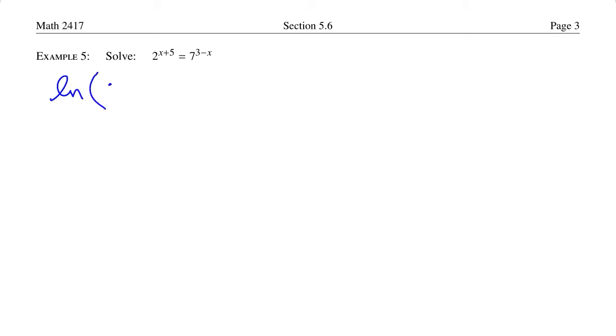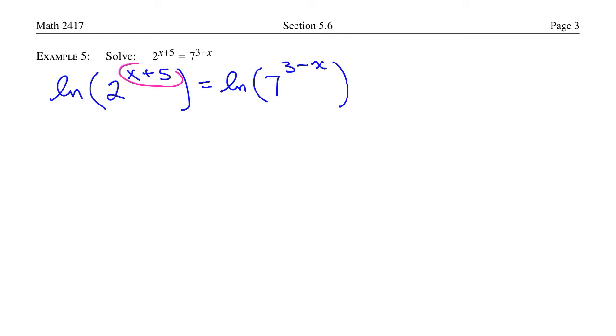So let's take the natural log on both sides. And we get the natural log of 2 raised to the x plus 5 power is equal to the natural log of 7 raised to the 3 minus x power. Then we have these powers. We have x plus 5, and that's going to come to the front. And we have 3 minus x, and that's going to come to the front. We have to be careful because what we're bringing to the front is not a single number or symbol. It's an expression. So that expression needs to go in parentheses to make sure the distribution is still correct.